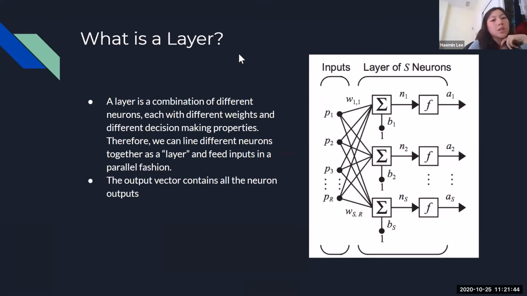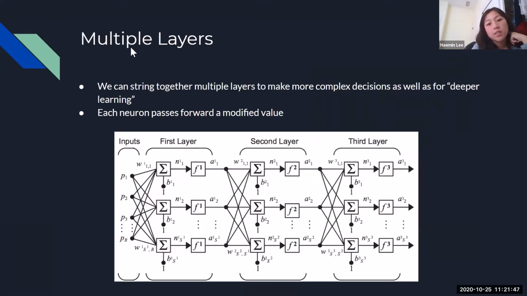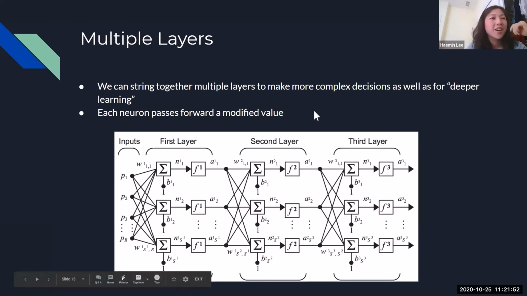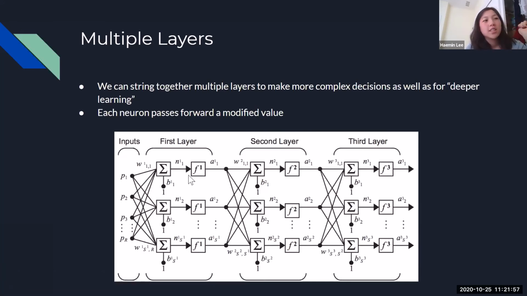Now, what's interesting about this is that you can stack multiple layers together. This is starting to look like the neural network I'm sure you've seen pictures of before. In this situation, each neuron, let's say you're over here in the first layer, is going to pass forward the modified value. They did some sort of calculation with the weights and the biases, put in the activation function, and they're going to give it to the second layer. For the purposes of our tutorial, all of these layers are going to be fully connected, which means that this one is going to pass it to this one, this one will pass it to this one. It'll be like a fully connected network.